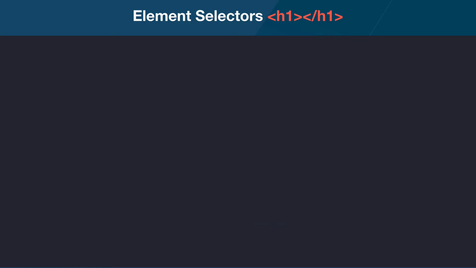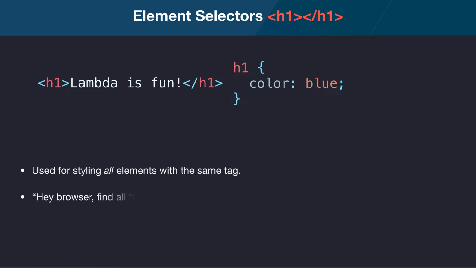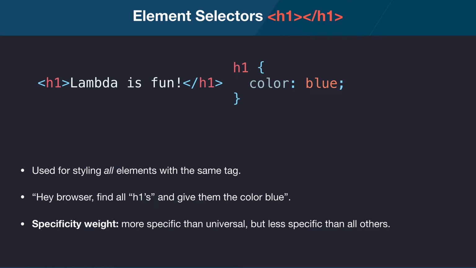Let's look at element selectors. We have this h1 tag, lambda is fun. We could style that h1 tag by saying h1 gets the color of blue. This is used for styling all elements with that same tag. So all h1s will have the same color of blue. We're basically saying, hey browser, find all h1s, give them the color blue. The specificity weight of element selectors is more specific than universal, but less specific than all others. So they too are easily overwritten.